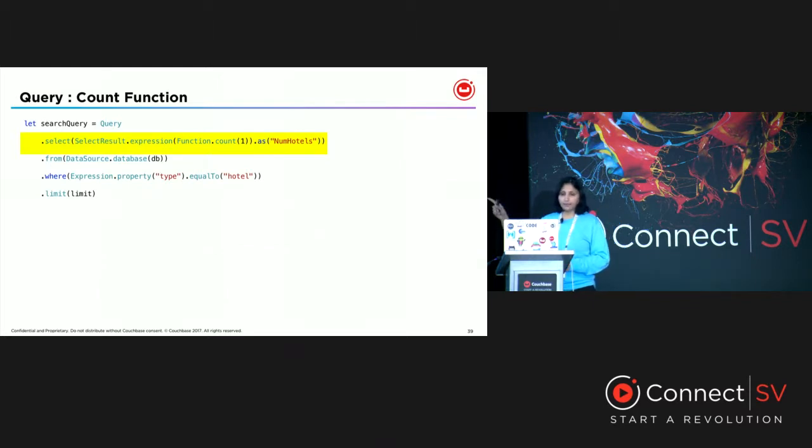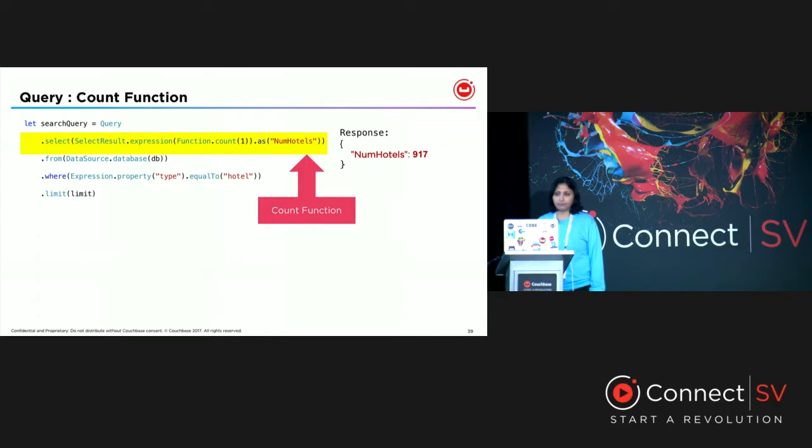Count. I think anyone reading this expression can infer what it does. I'm interested in a count of all the documents that meet a certain criteria. And the criteria, again, you specify in the where clause. Very straightforward, because I use the alias as, and I say number of hotels, and the function count gives me the number of documents that match that, which are the result of running the query. And in this case, you get number of hotels, whatever number, 917.